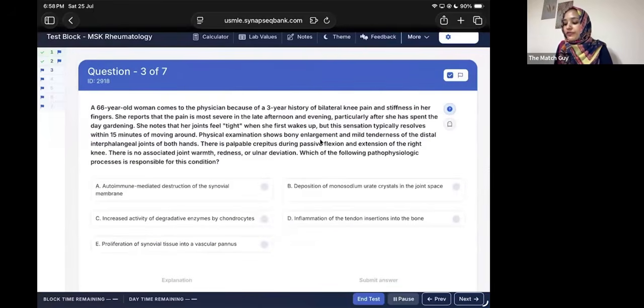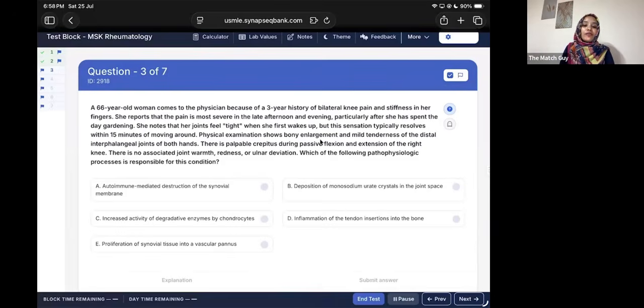Which of the following pathophysiological processes is responsible for this condition? A 66-year-old woman comes to the physician because of a 3-year history of bilateral knee pain and stiffness in her fingers. She reports that the pain is more severe in the late afternoon and evening, particularly after she has spent the day gardening. She notes that her joints feel tight when she first wakes up, but the sensation resolves within 15 minutes. There are bony enlargements and mild tenderness of the distal interphalangeal joints of both hands, and palpable crepitus during passive flexion and extension of the right knee. There's no associated joint warmth, redness, or ulnar deviation.